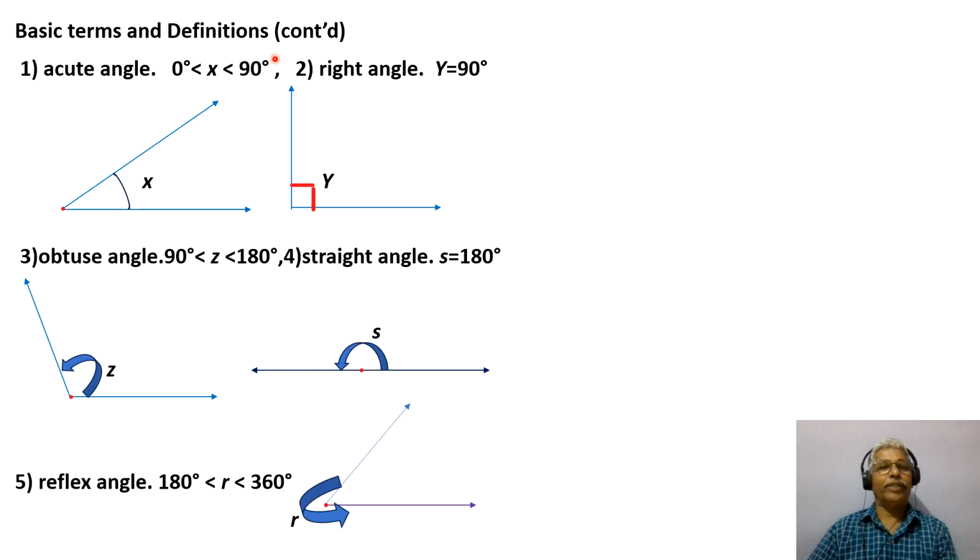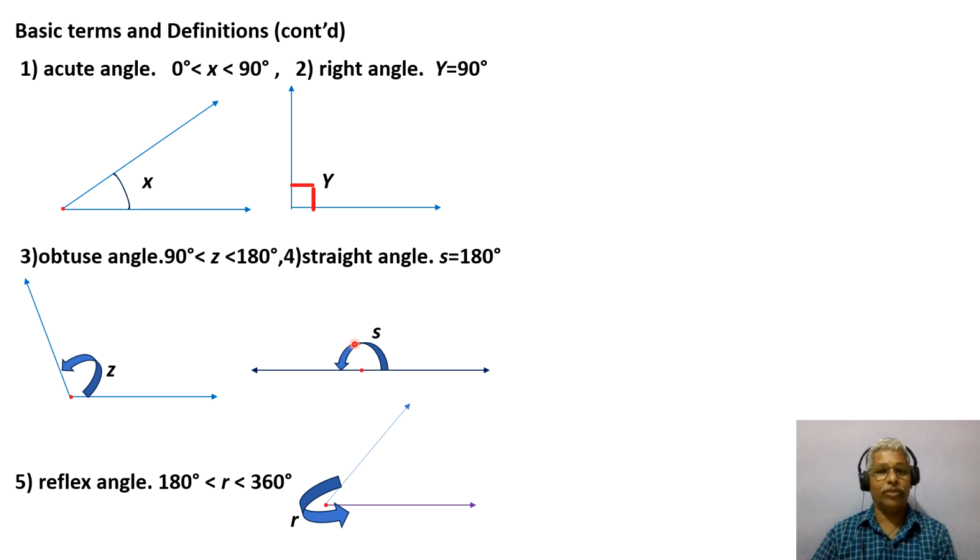Basic terms and definitions continued one by one. First one, acute angle. Look at this angle. The measure of this angle lies between 0 and 90. Okay, this is an acute angle. A right angle. This is a right angle. The measure of this y is 90 degrees. Okay, obtuse angle. The measure of this angle z lies between 90 and 180, that is greater than 90 but less than 180. Straight angle, yes, it's 180.